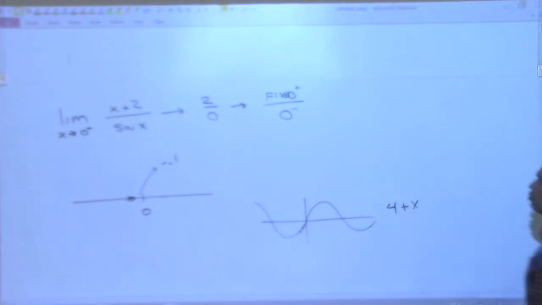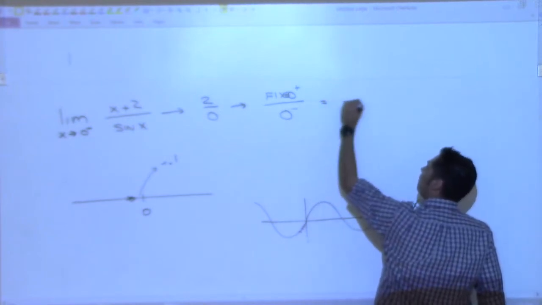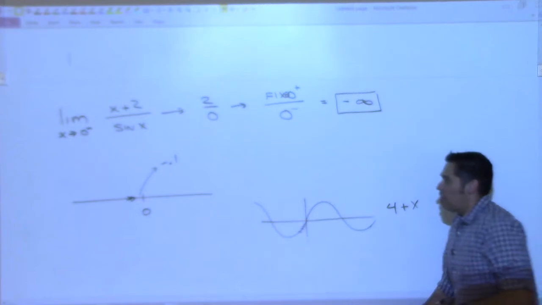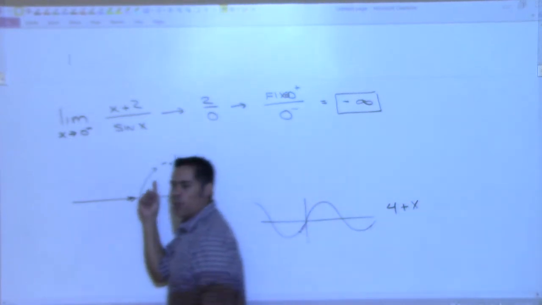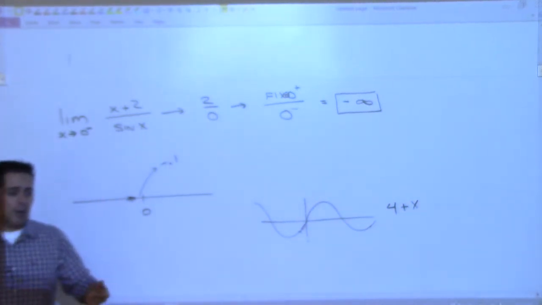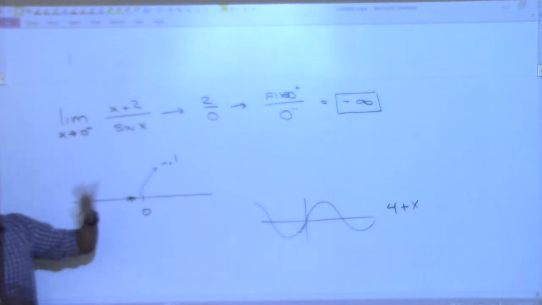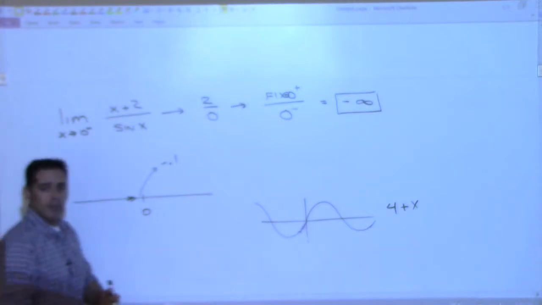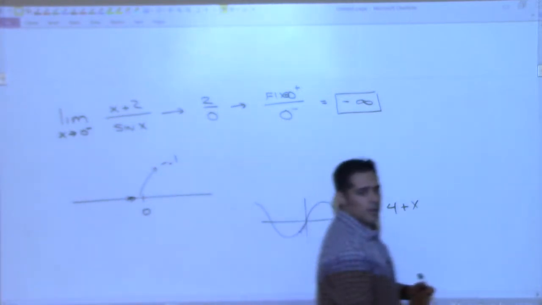And that means the answer is what? Negative infinity. Now, if you just get on your calculator and do sine of negative 0.1, you have to make sure you're in radian mode, and it'll spit out a negative answer. And that's all you care about, whether or not it's positive or negative. That's all you care about. So you don't care about the long decimal number? We don't care. We don't care.